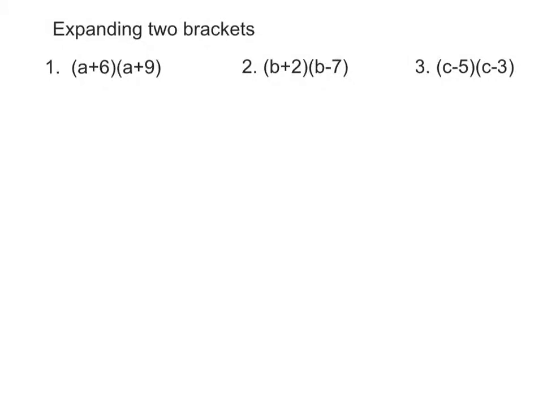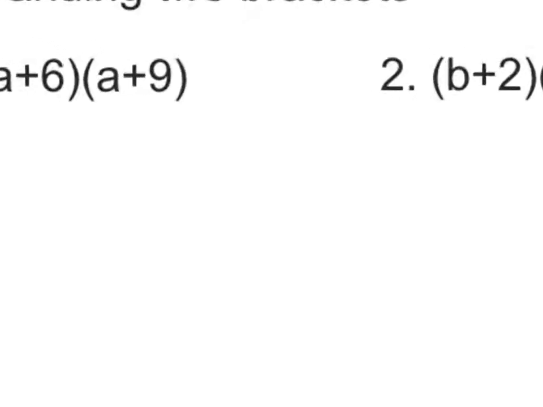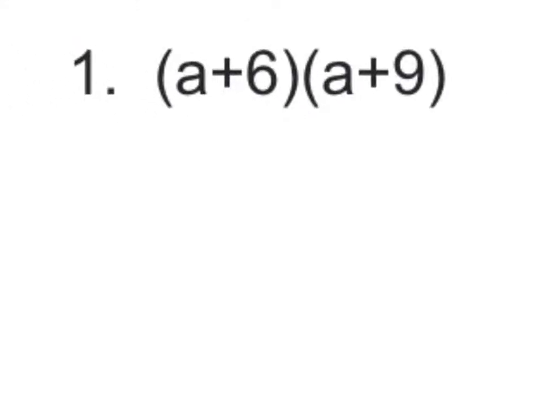Expanding two brackets is done in a similar way to expanding one bracket, it's just a little bit longer. So if we zoom in a little bit, this first one, what this means is a plus 6 multiplied by a plus 9. So we're going to use our favourite method for multiplication, which is of course the grid method. Nope, you wish, it's actually the column method.